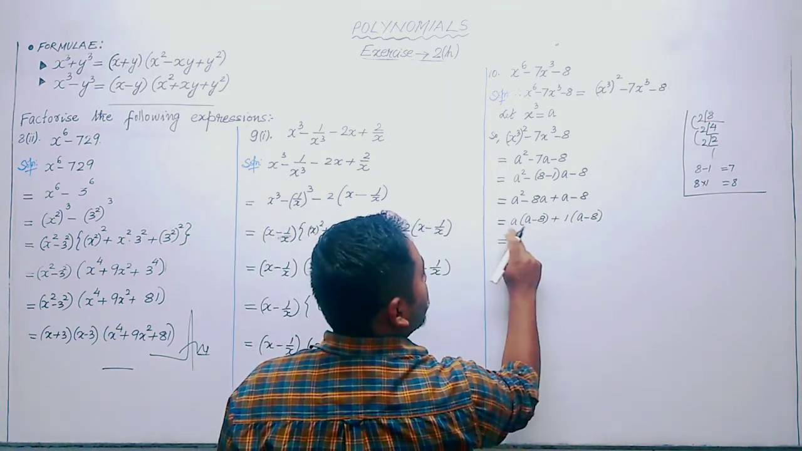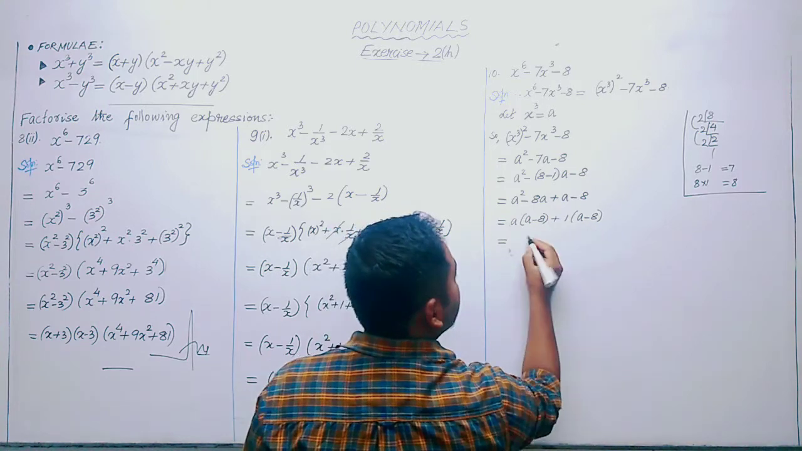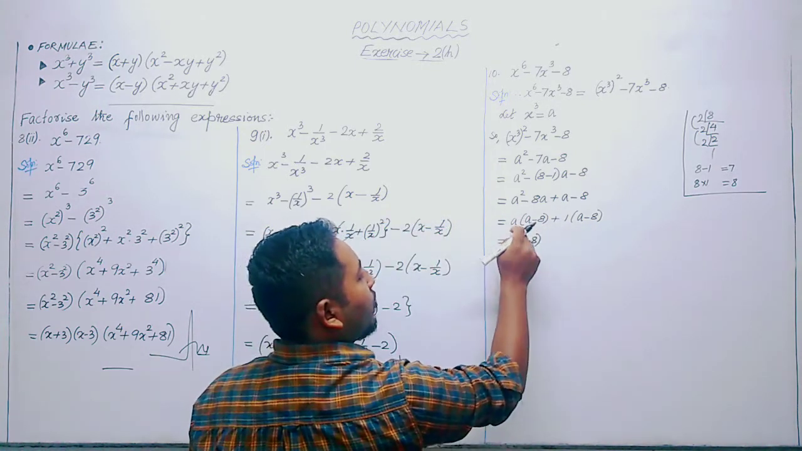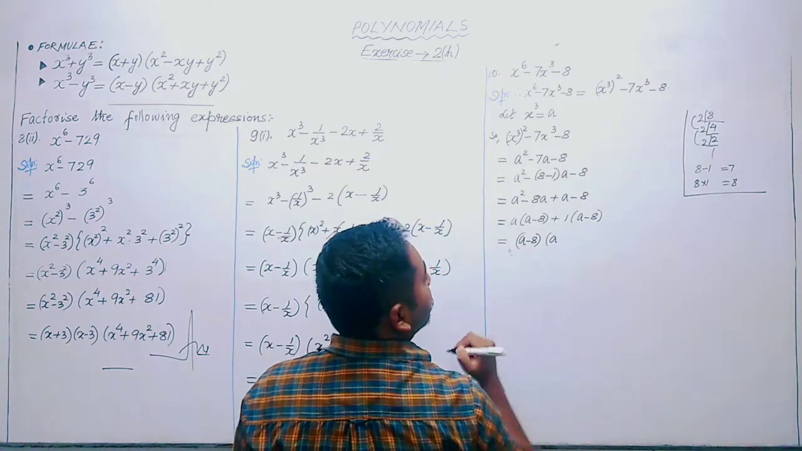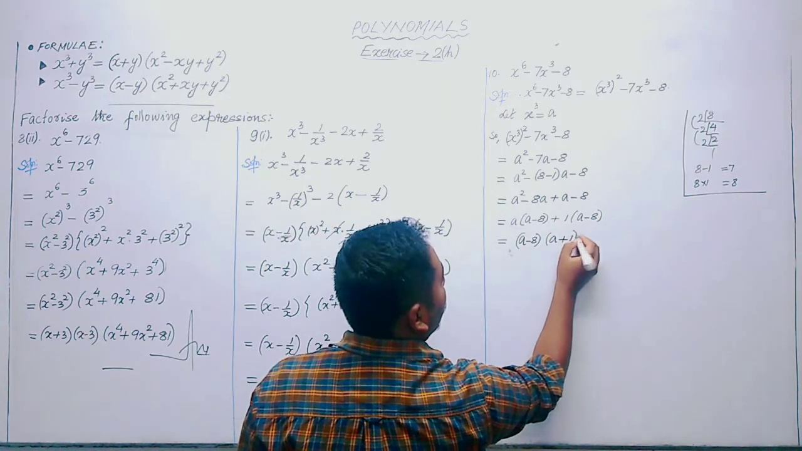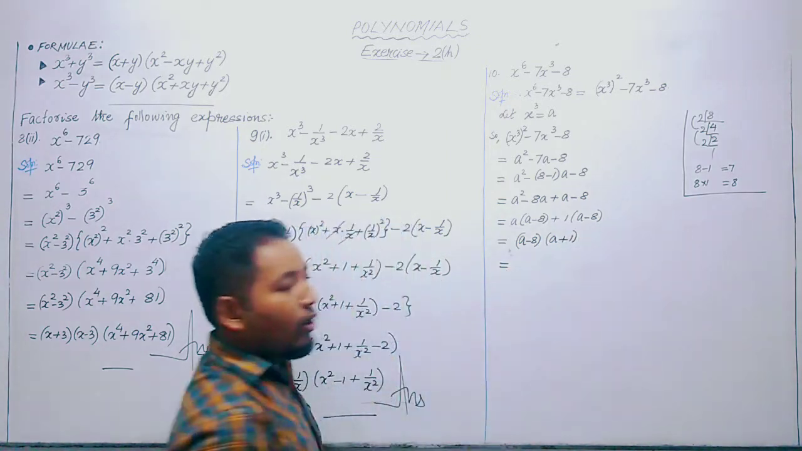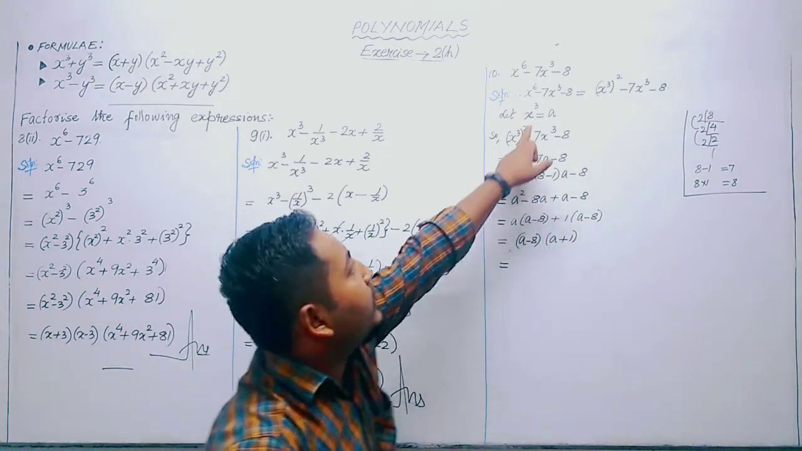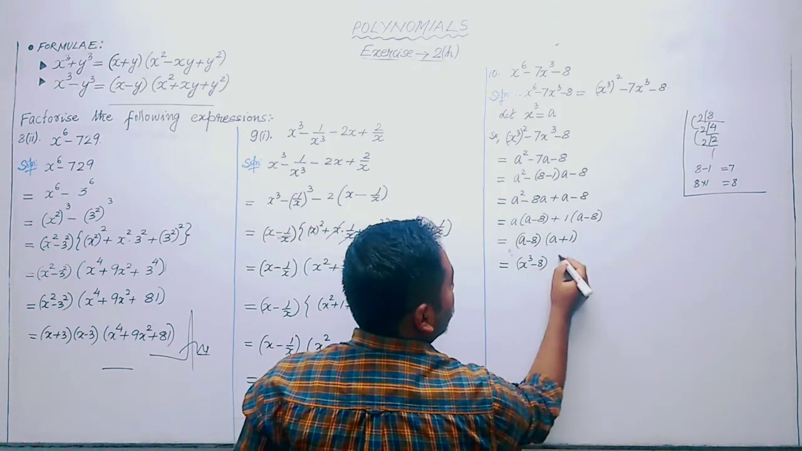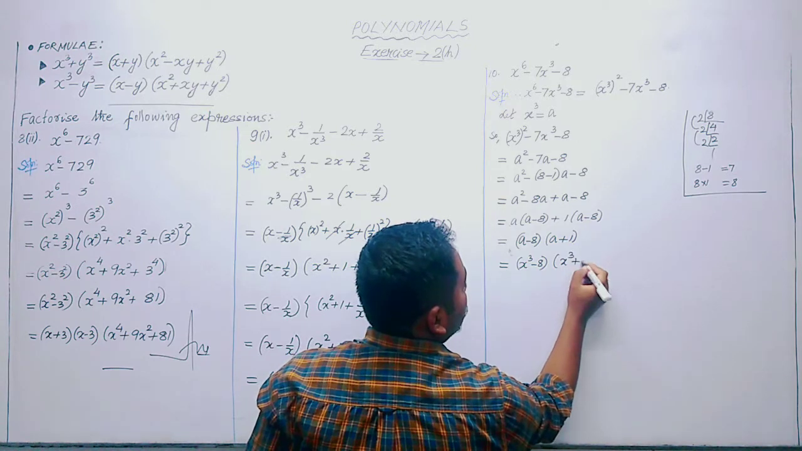Now, from these two terms, what is common? a minus 8. Take it out. Now, from here, a minus 8 is gone. What is left? Only a. From here, a minus 8 is gone. What is left? Only 1. Now, what will you do? Put the original value of a. a means x cubed. So, x cubed minus 8, x cubed plus 1.